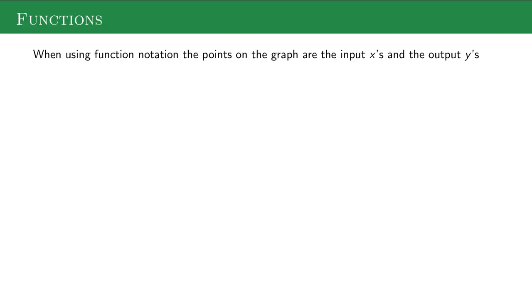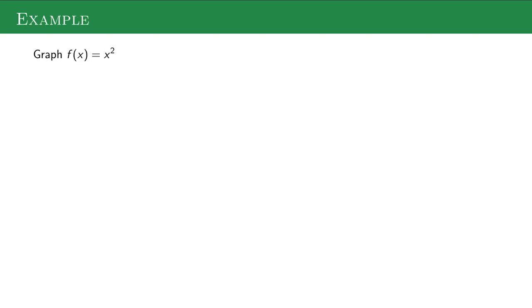When using function notation, for the points on the graph, you input x's and get out y's. I'm going to graph f of x equals x squared. I'm going to put in different x's, and my function tells me to square it, and that's going to give me out my y. Remember, f of x is the placeholder for y. So I can find f of 1. I plug in 1 for x, and I get 1 squared is 1. Put in 0 for x, I get my y value is 0. Negative 1 squared is 1, and so on.